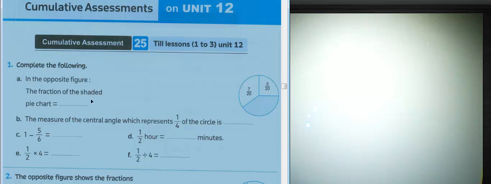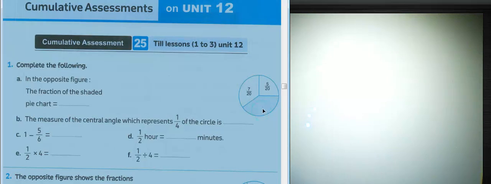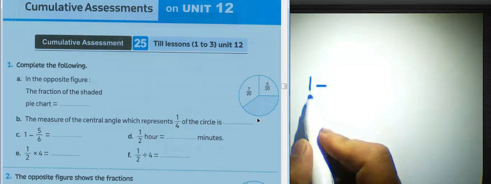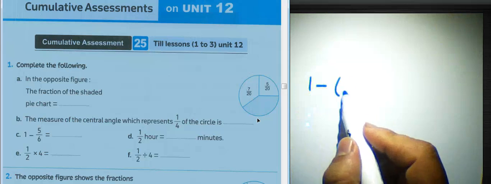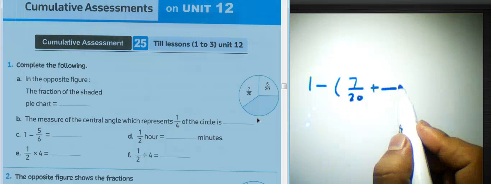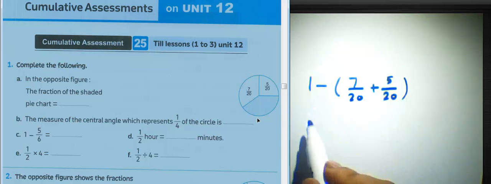The fraction of the shaded bar chart equals... This shaded part equals space. To know the shaded part here, we must add 7 over 20 and 5 over 20, and subtract the result from 1. So we can write 1 subtract the sum of 7 over 20 and 5 over 20. We know 1 equals 20 over 20.